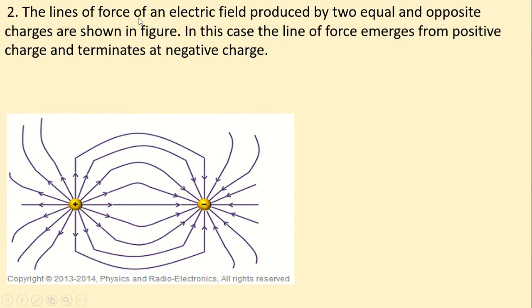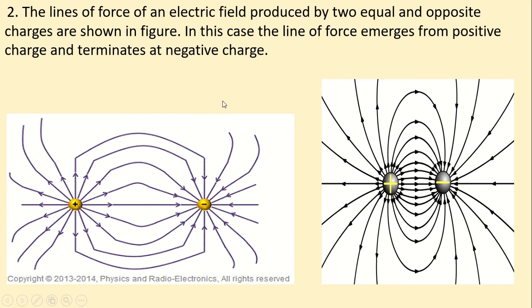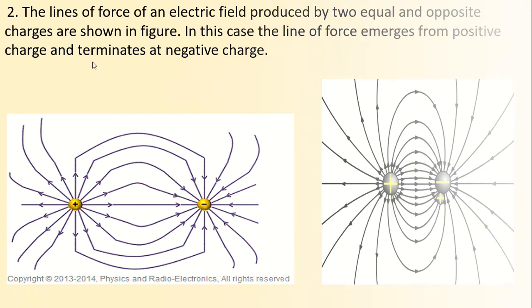Look here, the lines of force of an electric field produced by two equal and opposite charges are shown in the figure. In this case, the lines of force emerge from the positive charge and terminate at the negative charge. Look, always lines of force are emerging from the positive charge and ending at the negative charge. So here, lines of force are emerging out from the positive charge and entering into the negative charge. And these two charges are equal but opposite type. Look, from the positive to negative.